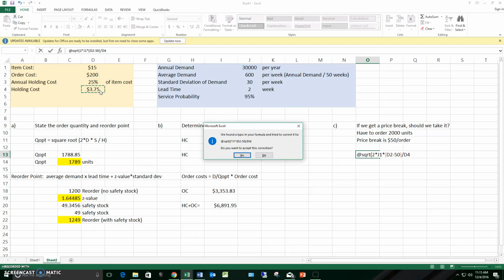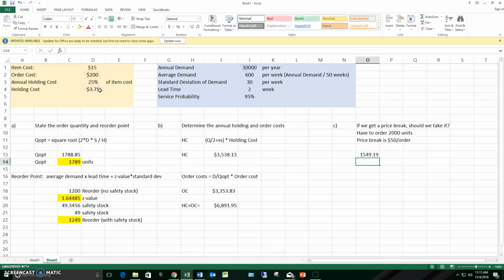It didn't like my formula because I didn't put a parenthesis at the end, but it did it for me. So it says our new Q optimum, just for purposes of keeping it straight, with a $50 savings in ordering cost, is 1,549 units.